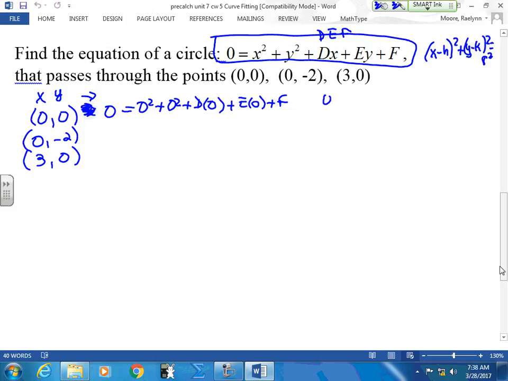So what do you get? 0 is equal to F. We just eliminated 2 variables and solved for one of them. Most of them will work out this nicely. Do this one. Remember, they're all 0 equals. This is the x. Watch the squaring of a negative.